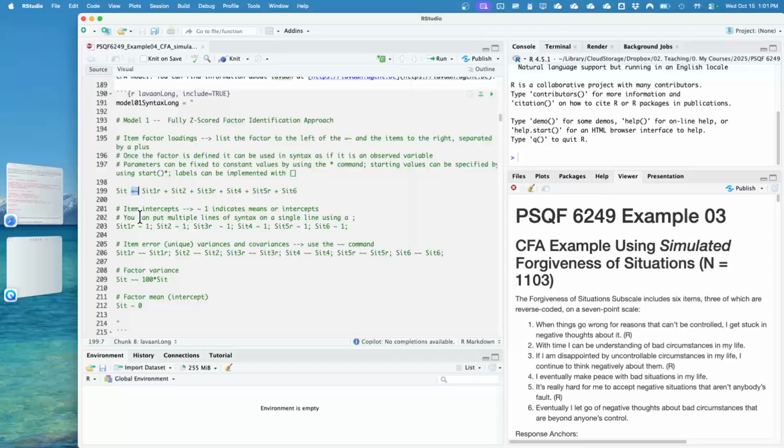Remember, in the syntax, your definition of the factor shows up on the left. That's SIT. That's your name. You can name it anything you want. Not anything you want, there are some restrictions in lavaan and R, but basically you have control over that. On the right-hand side of the equal tilde go your items. Those are the names of the variables in R. Yes?